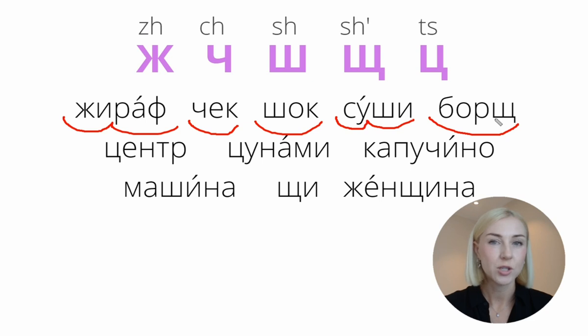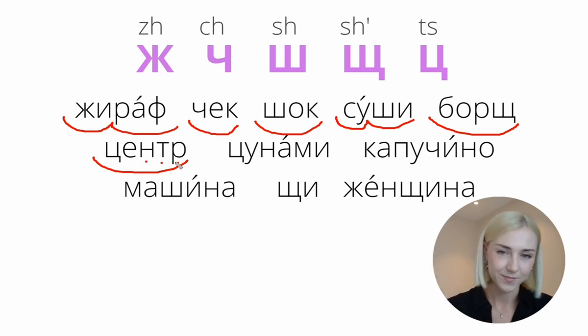Борщ. It's Ukrainian soup. Very tasty. Борщ. Great. Here we have a combination of 3 consonants. We have to pronounce it clearly so that I can hear. Центр. Well done.